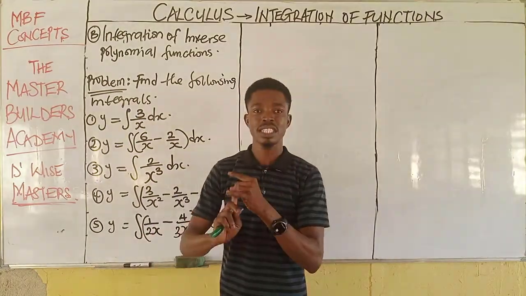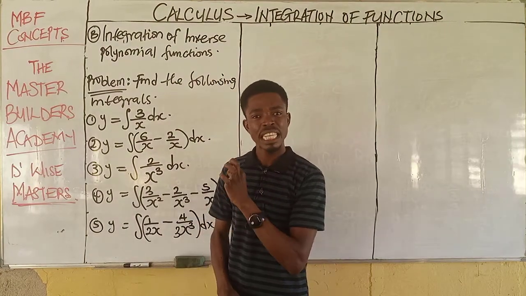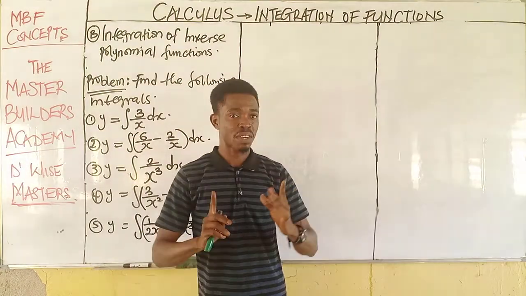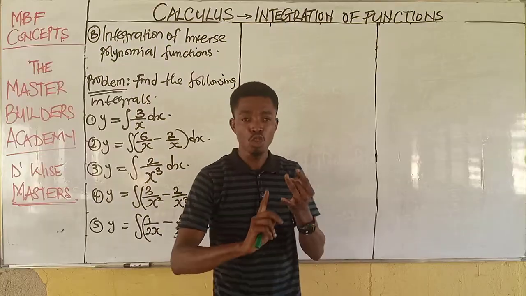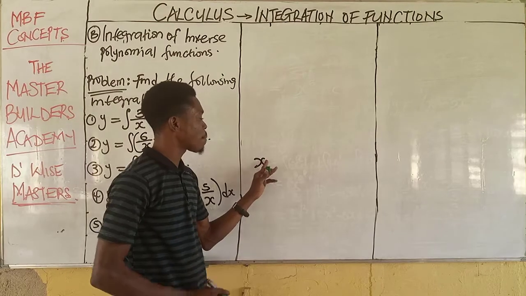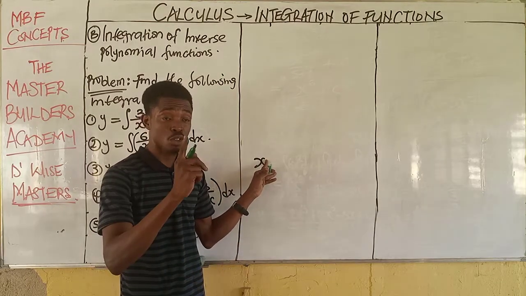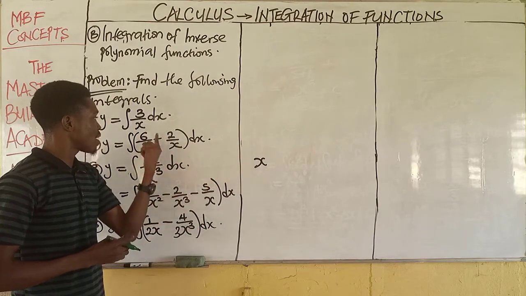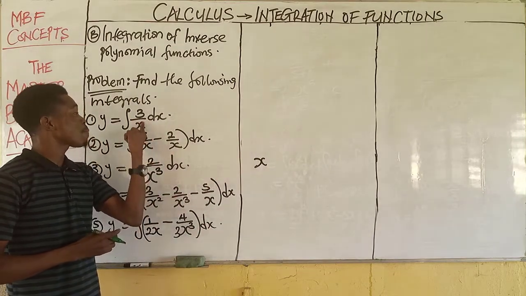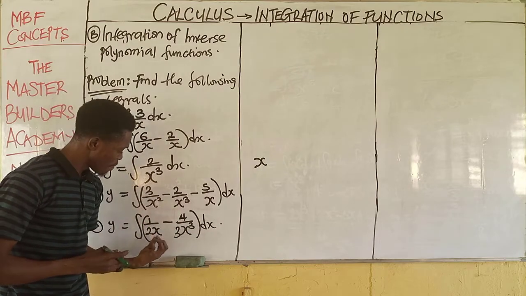Now let me give you the secret. There are two basic secrets to solving problems on inverse polynomial functions effectively. One of the secrets is you must look out to see what you have as the power of x at the denominator. This is the first thing you do. You need to identify the power of x. Like in this question now, we have the power of x to be 1. Here we have 3, we have 2, we have variable powers.